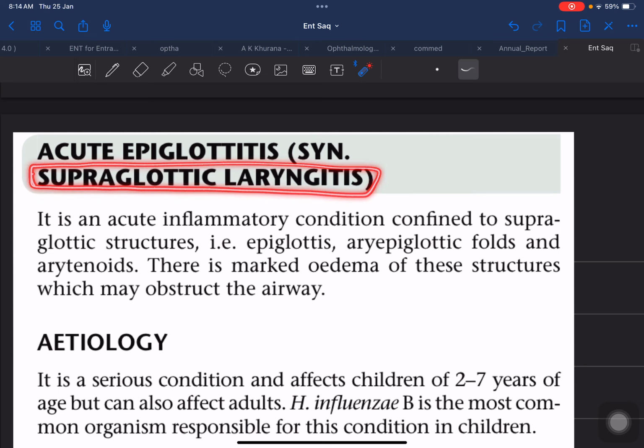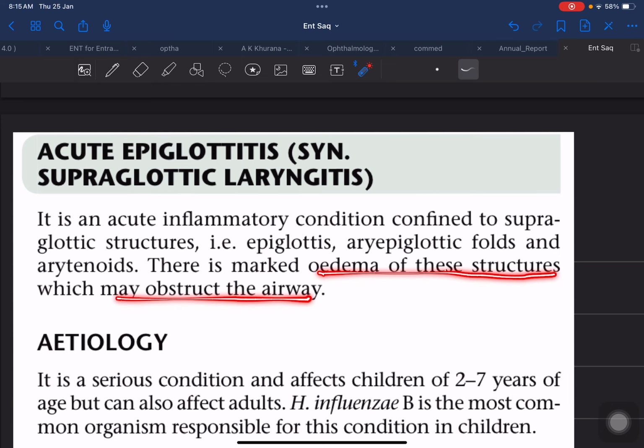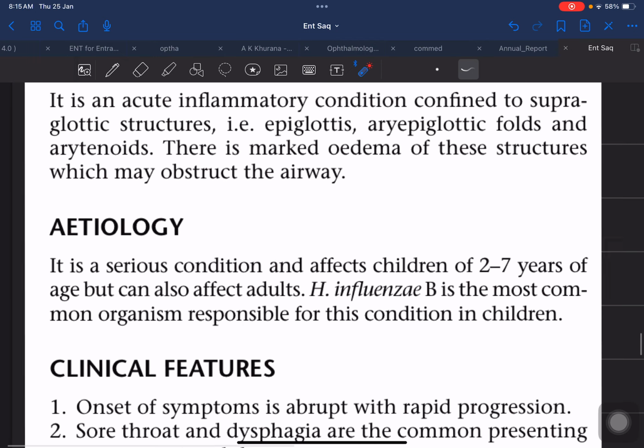As we know, what are the different sites in the supraglottic region? They are the suprahyoid epiglottis and infrahyoid epiglottis. Similarly, we have the arytenoid, the aryepiglottic fold, and the false vocal cord. So these are the structures. Acute epiglottitis or supraglottic laryngitis is an acute inflammatory condition confined to supraglottic structures. Here there is marked edema of the epiglottis, aryepiglottic fold and arytenoid, which may obstruct the airway, and that is the clinical feature we'll be talking about.